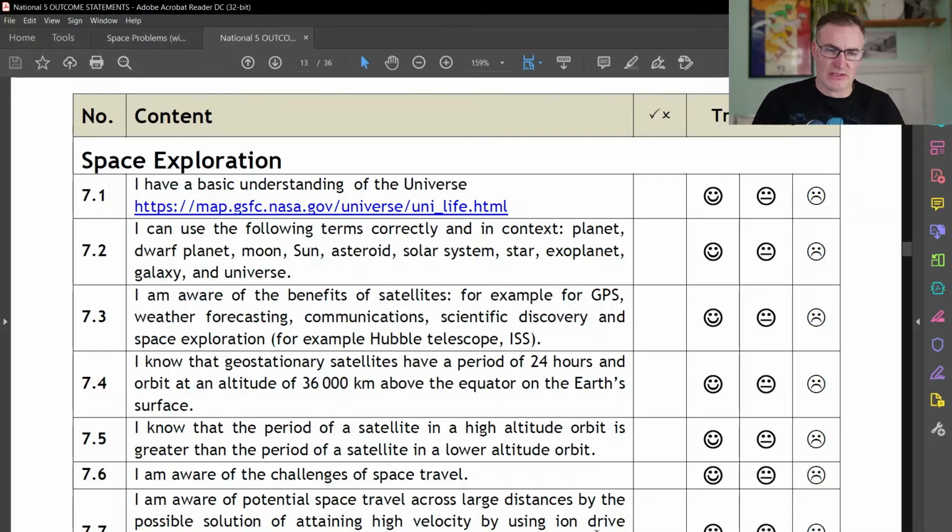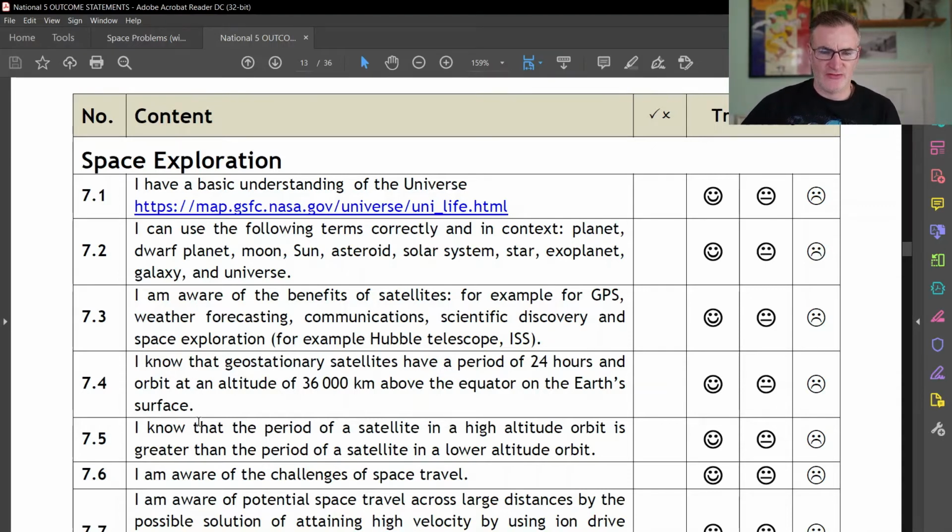Okay, so that's the very start of space physics. We're going to be able to know what is out there in terms of planets and stars, and we've got some benefits and some uses of why we bother with space at all.